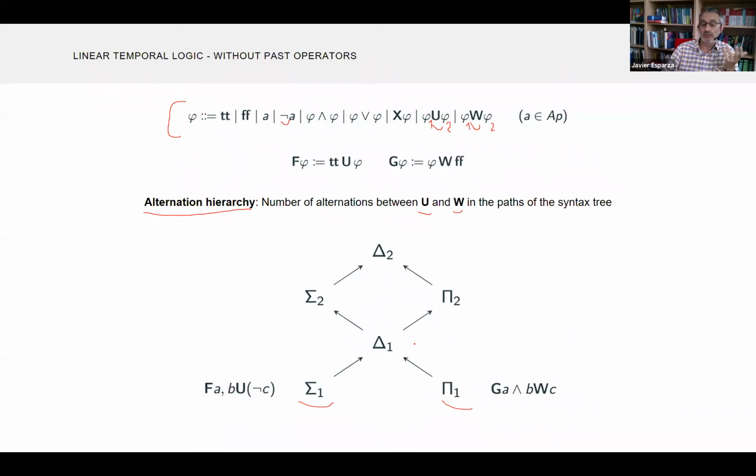Delta 1 is the union of Sigma 1 and Pi 1. So for example, this formula is there because here you have one until, here you have one weak until, depending on which path in the syntax tree you choose, and so on, right? And Delta 2 in particular means that you can see at most one alternation. So in all paths, you will either see until then weak until, or weak until then until, but you will never see 2 alternations, okay? In particular, you will never see F, and then a G, and then again an F, or vice versa, or a G and F, and then again a G. And of course, the hierarchy goes on.